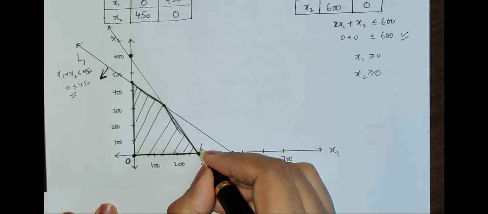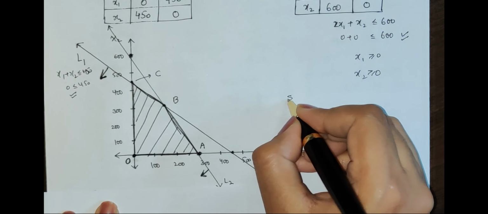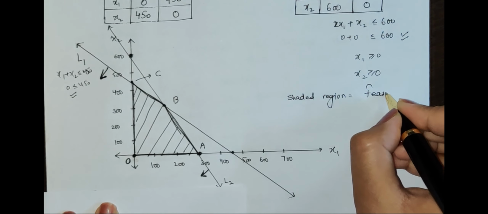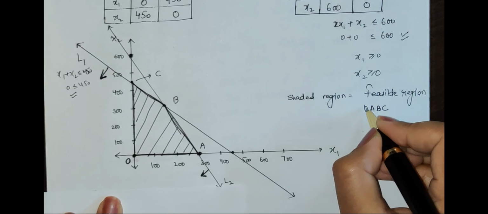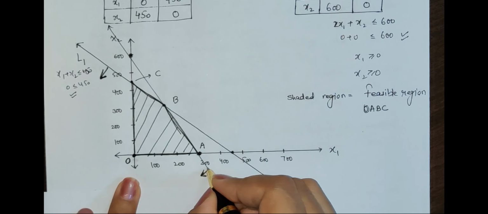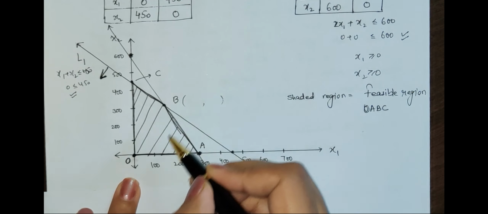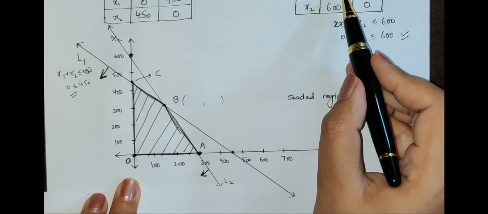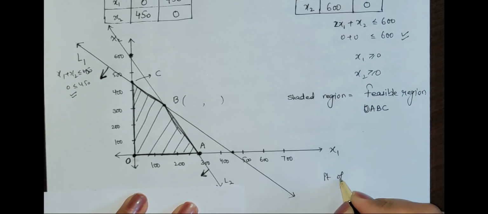So let us mark these points. Say this is my point A, this is my point B, and this is my point C. And this shaded area or region is known as the feasible region. So the feasible region is OABC, and I should know the coordinates of A, B and C. Definitely the coordinate of A is 300, 0, the coordinate of C is 0, 450, and now we need to calculate the coordinate of B. B is the point where these two lines intersect, so we need to find the point of intersection.